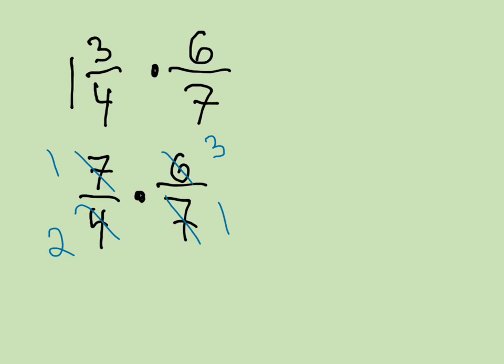Now there's no more common factors, so we go ahead and multiply across. 1 times 3 is 3, and 2 times 1 is 2. And if we hadn't simplified that, we would have ended up with 42/28, which does not sound like a fun problem to simplify. But this was really easy to simplify. 3/2. Okay, was that problem really hard? I don't think so.